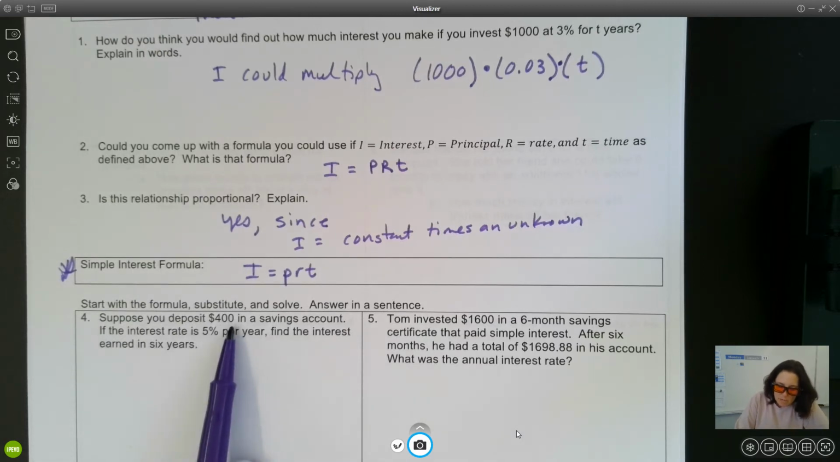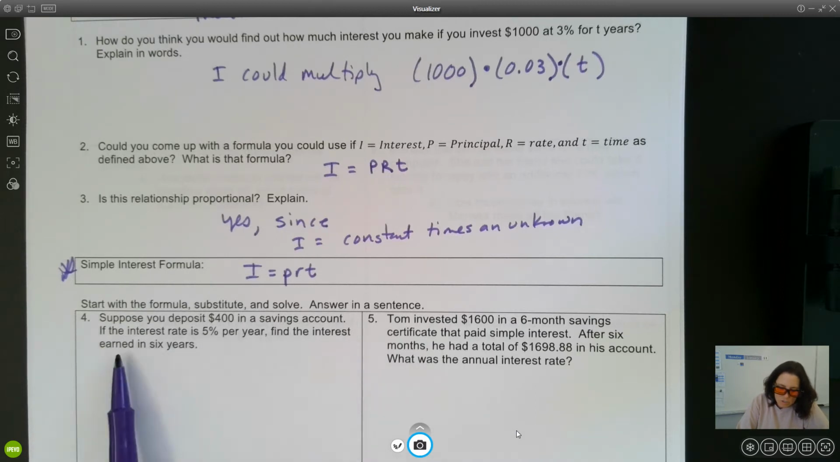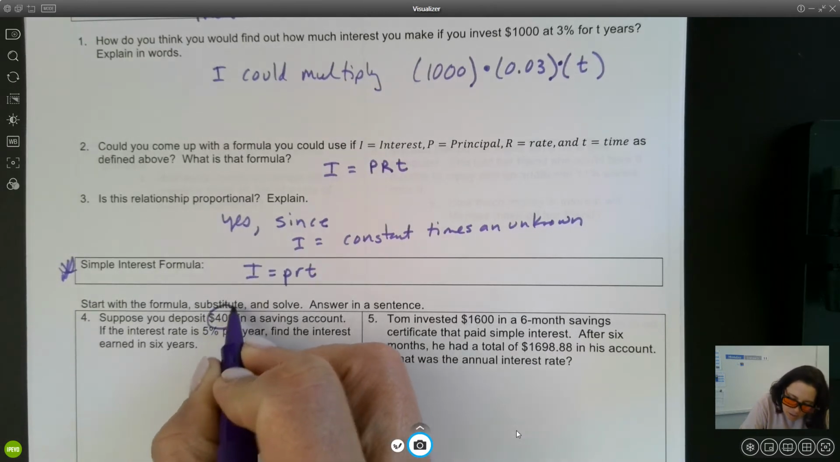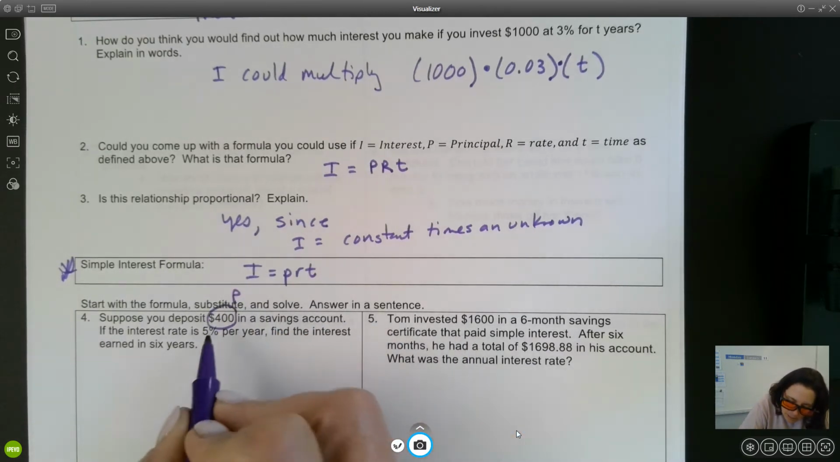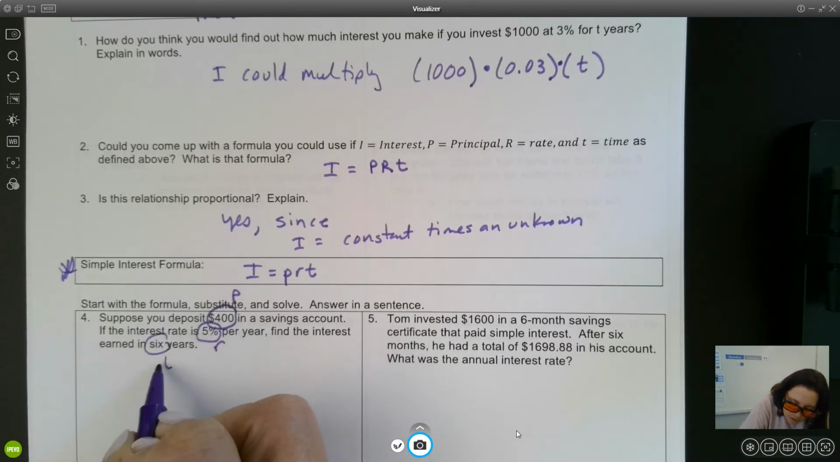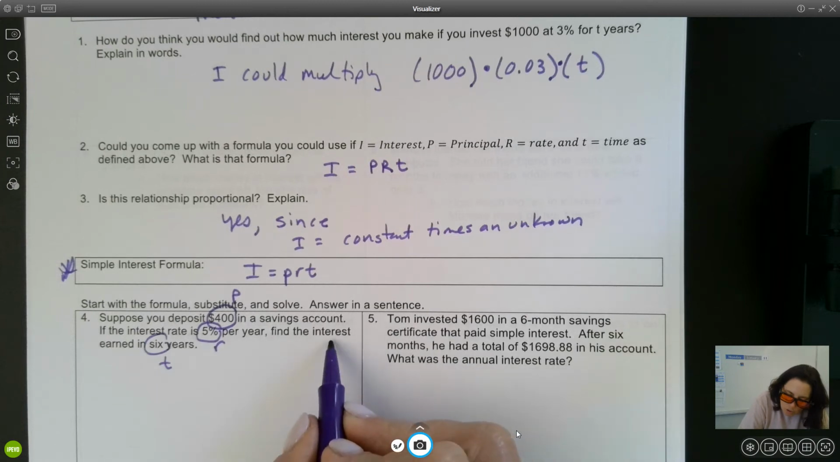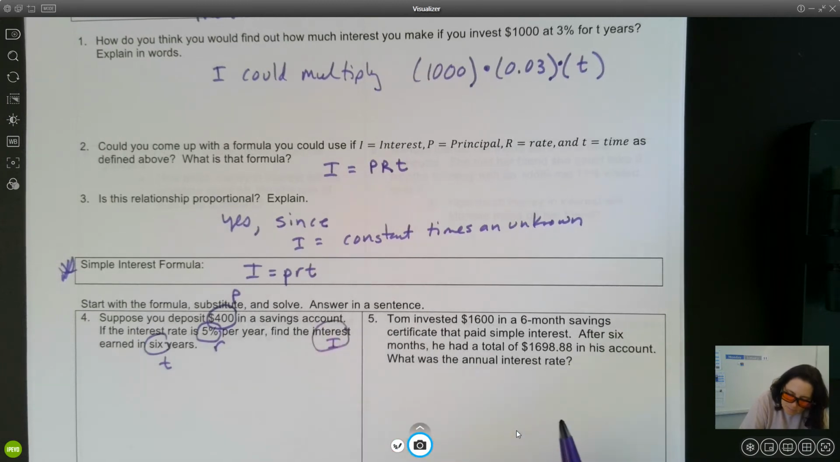Suppose you deposit $400 in a savings account. If the interest rate is 5% per year, find the interest earned in 6 years. Okay, so here's our P. Here's our R. Here's our T. We are trying to find the I.